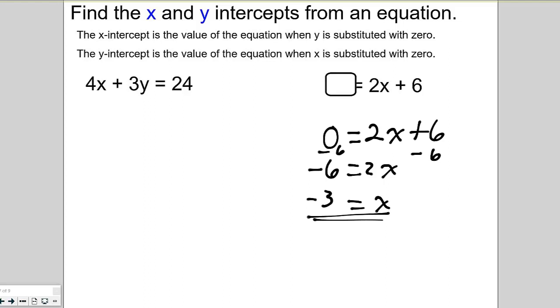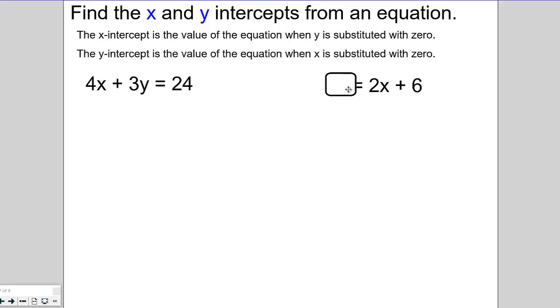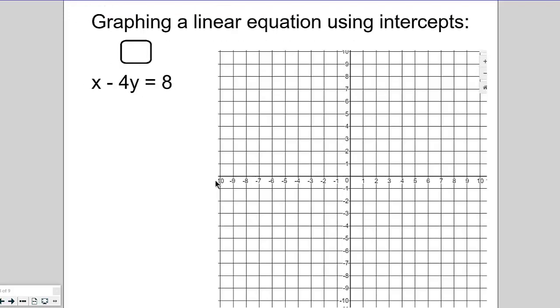Now if I want to find the y-intercept, all I got to do is cover up the 2x, and you'll see that this is y equals 6. Now if that was a minus 6 in front, it would be y equals negative 6, so my y-intercept is 6. Okay, the last thing we're going to do is graphing a linear equation using intercepts. So we're just going to use the x and the y-intercept to graph.